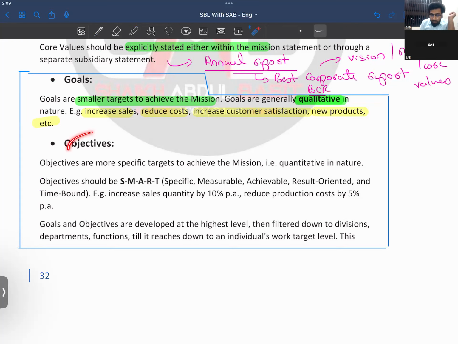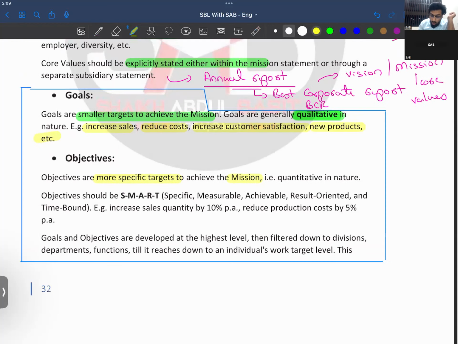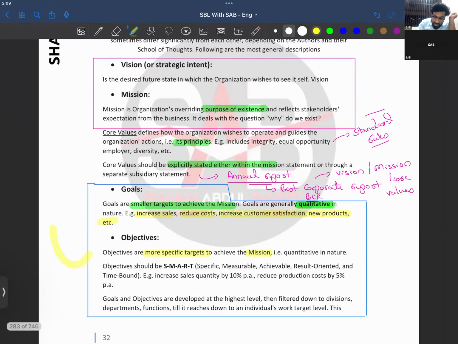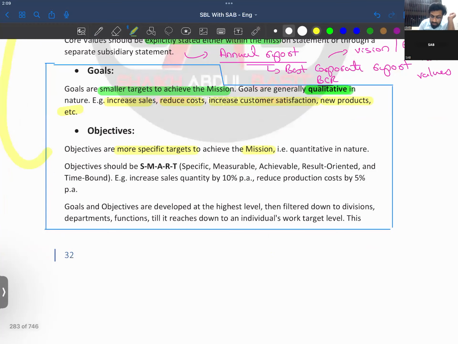And then what can be objective? Objectives are more specific targets to achieve the mission, right? So objective has a link with mission. Goals are smaller targets and objectives are more specific targets, right? Objectives are more specific targets to achieve the mission. So they can be quantitative in nature.